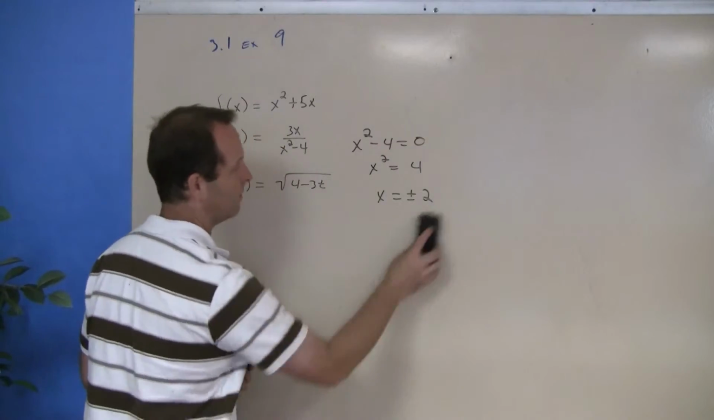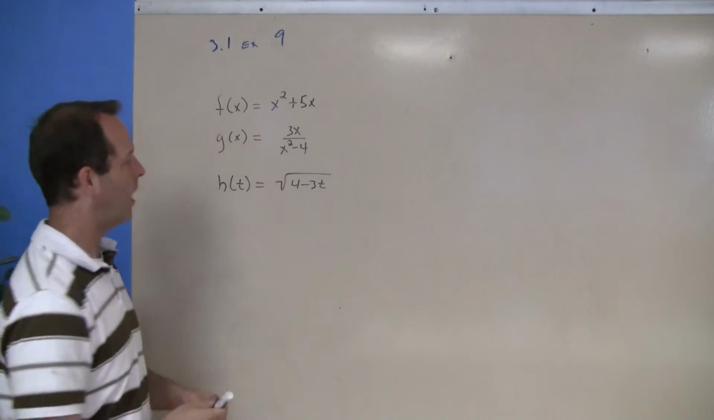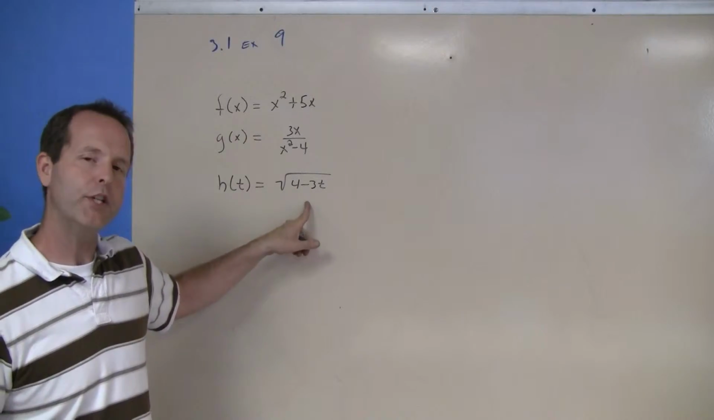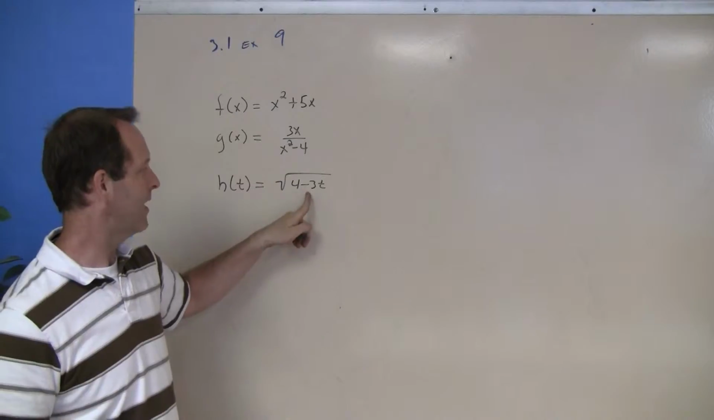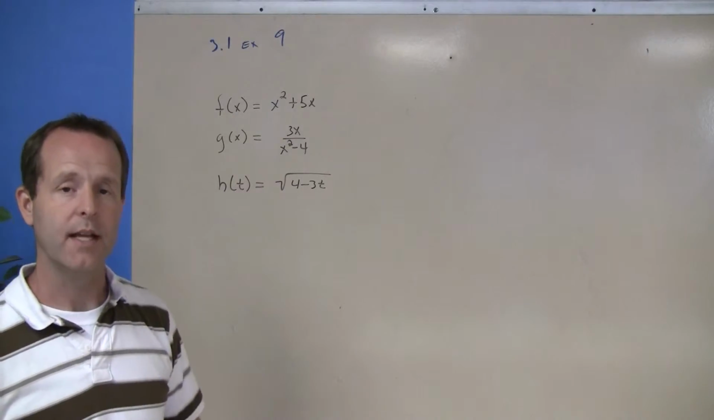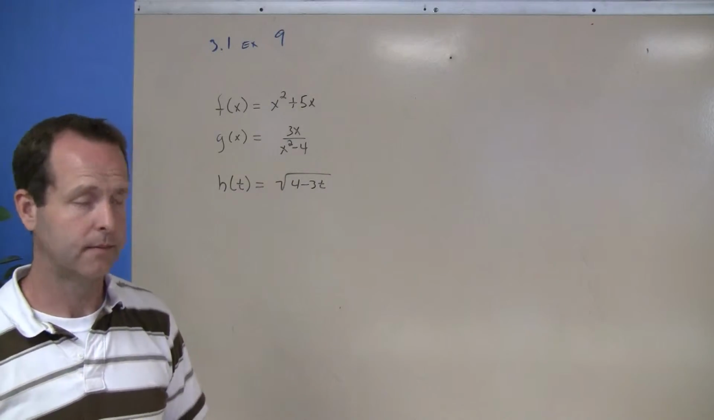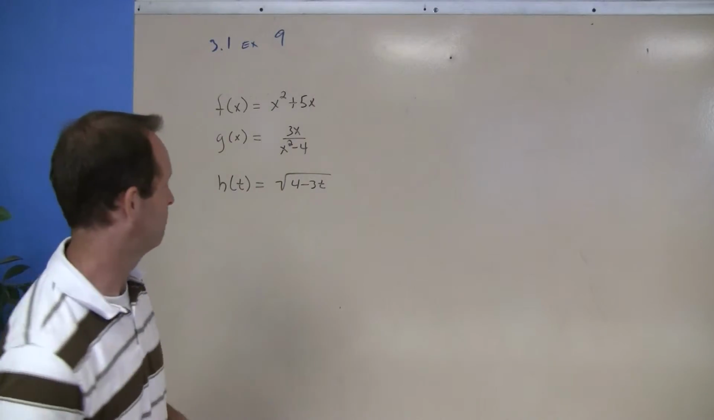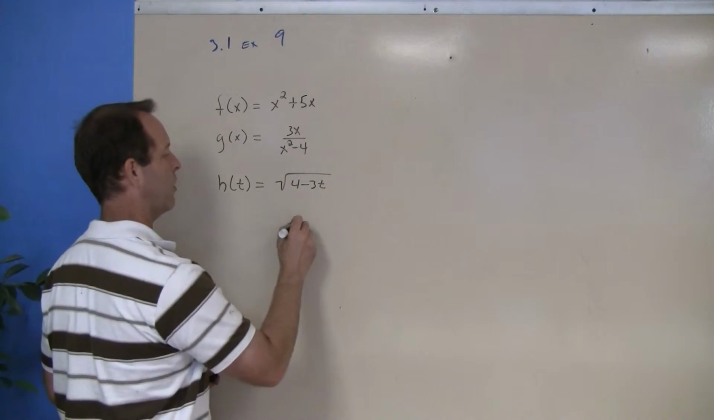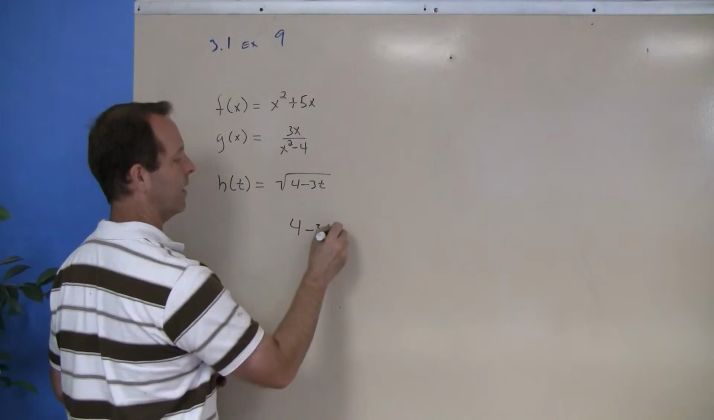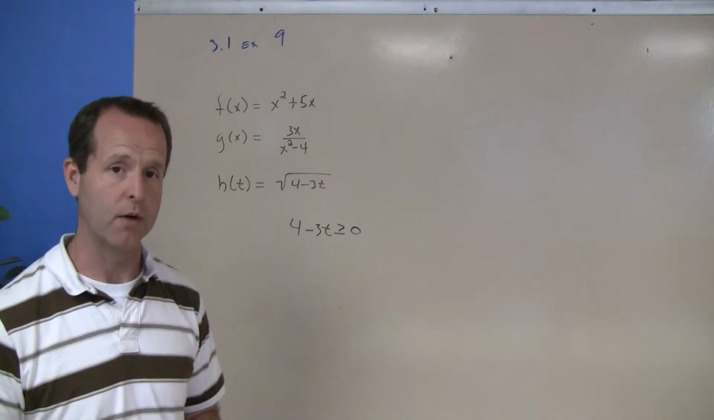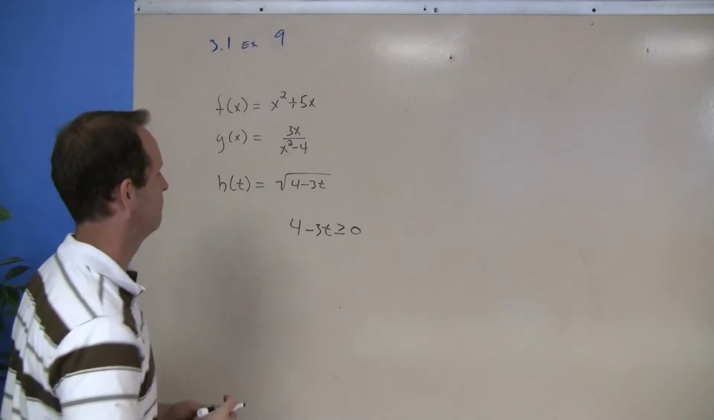This third example also will potentially have some restrictions. I need to ensure that any number underneath the radical is 0 or positive. If it was negative, then I would not be able to find its solution. So I'm going to make sure that 4 minus 3t is greater than or equal to 0. Those are my valid numbers, my valid domain.